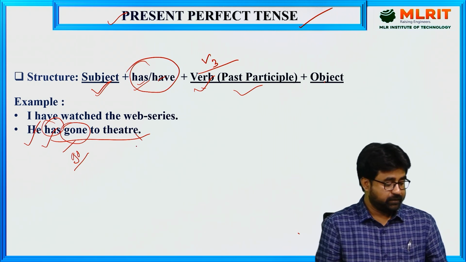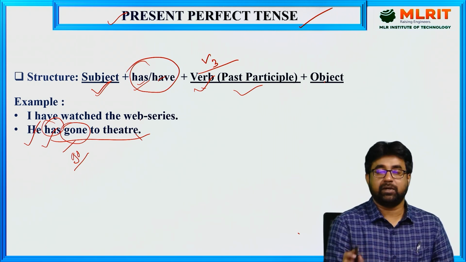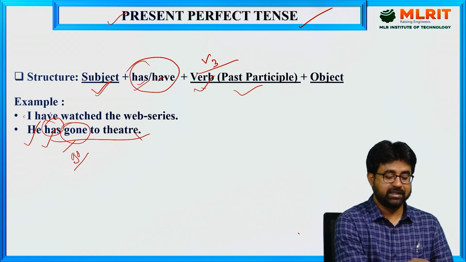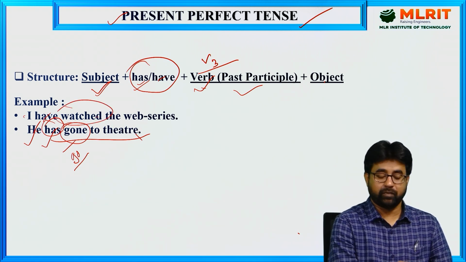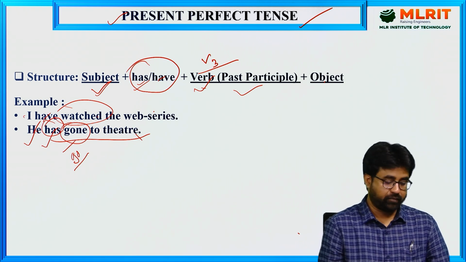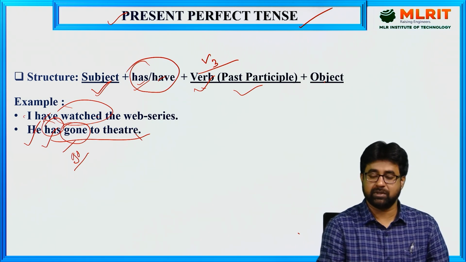Fine. I have watched the web series. Again, I, then according to the subject have. Watch is the main form. What is the third form? Watched, and then the object. Fine. So this is the structure. I hope you understood. It's pretty simple.